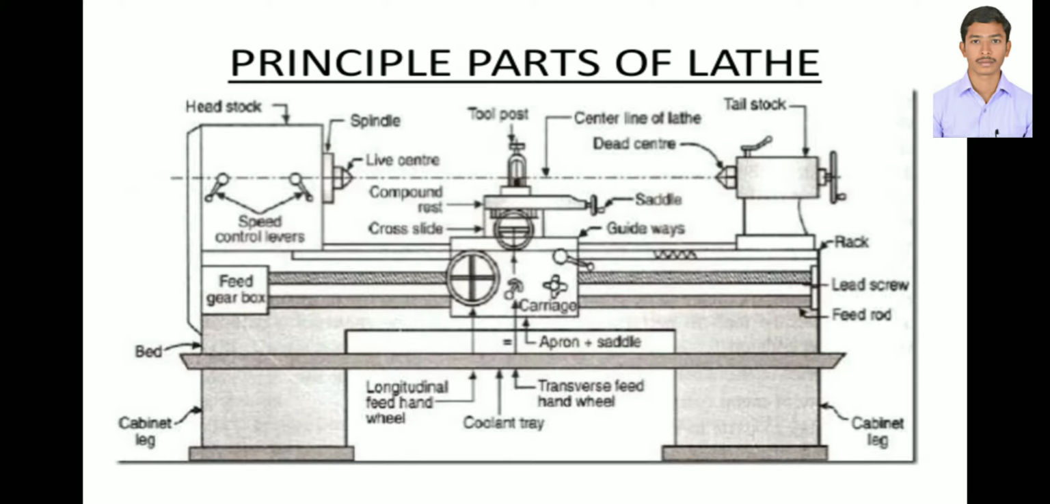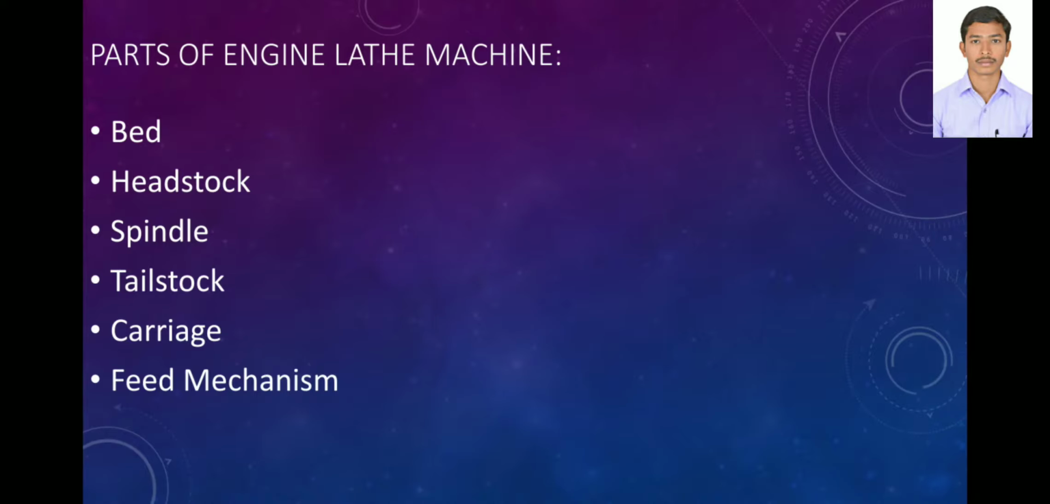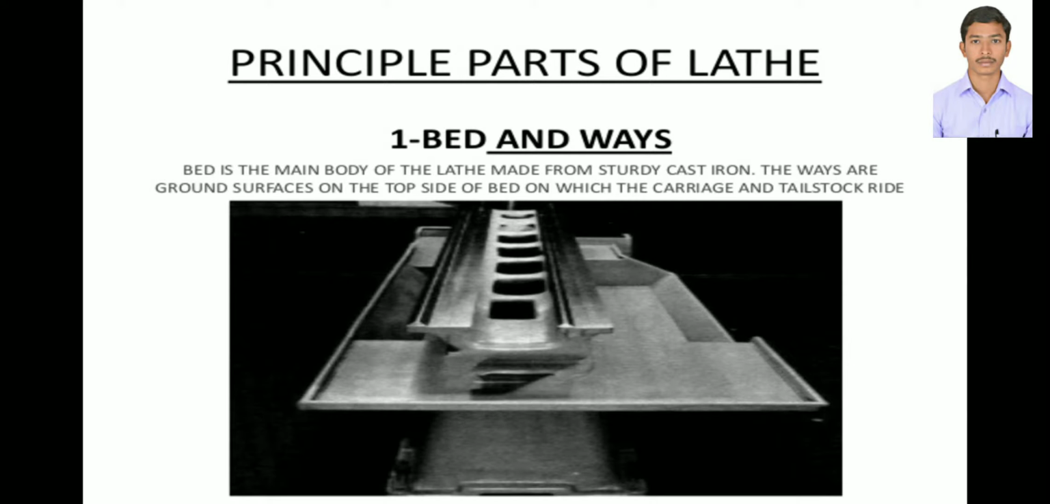What are the main parts we use in the lathe machine? The parts of the engine lathe machine are the bed, headstock, spindle, tailstock, carriage and feed mechanism. These are the main parts of the engine lathe machine. We will discuss these parts in detail. What is the bed and why do we use the bed in the engine lathe, how should it be manufactured, and what type of material should be used to prepare a bed.